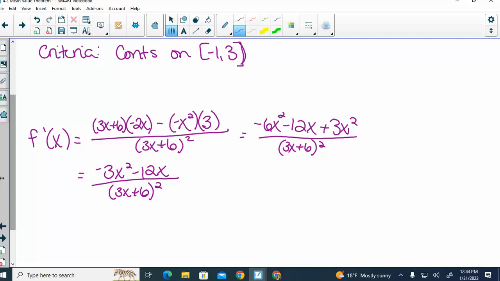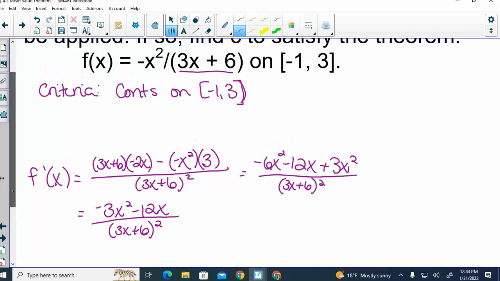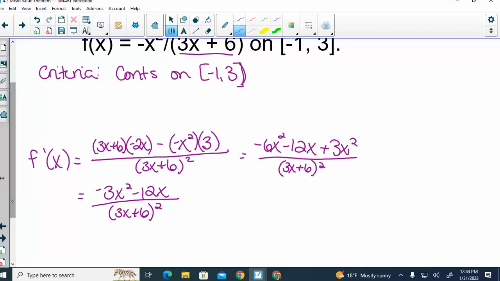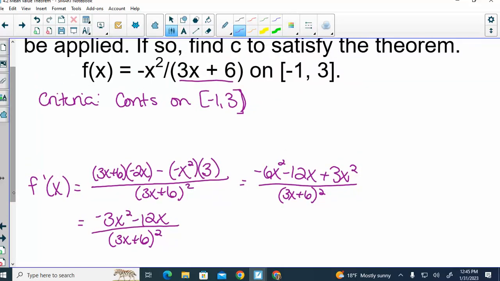Could maybe do some fancy things and factor a little more here. So question is, is this differentiable? Let me ask you, where is it not differentiable? At negative 2. Is negative 2 in my interval? Nope, so it is differentiable. Technically it's differentiable on the closed interval, it only has to be on the open one. But either way, my criteria are met.